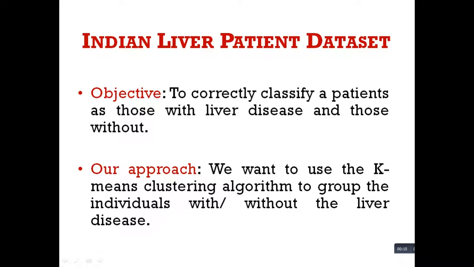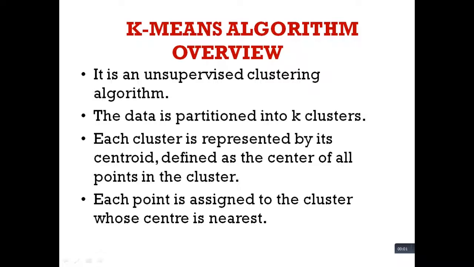Approach. We want to use the k-means clustering algorithm to group the individuals with or without the liver disease. K-means is one of the simplest unsupervised learning algorithms that solve the well-known clustering problem. The procedure follows a simple and easy way to classify a given data set through a certain number of clusters, assume k clusters, fixed a priori. The main idea is to define k-centers, one for each cluster. These centers should be placed in a cunning way because different locations cause different results. So, the better choice is to place them as far away from each other as possible.